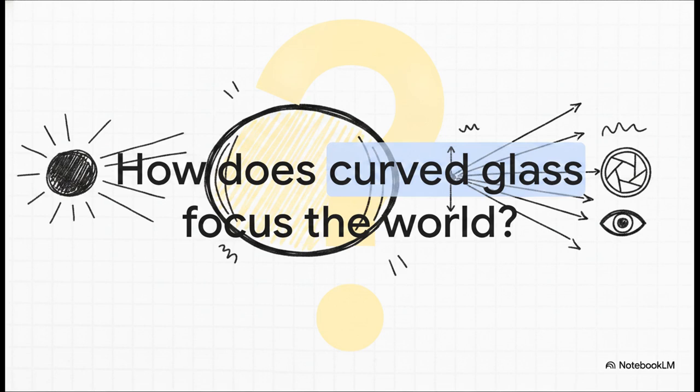How can a simple curved piece of transparent glass take all this blurry, chaotic light bouncing around and organize it into a perfectly sharp photograph or, well, clear human vision? It honestly seems like magic, right? But it's not. It is pure, brilliant physics. And today we're going to decode exactly how that happens.